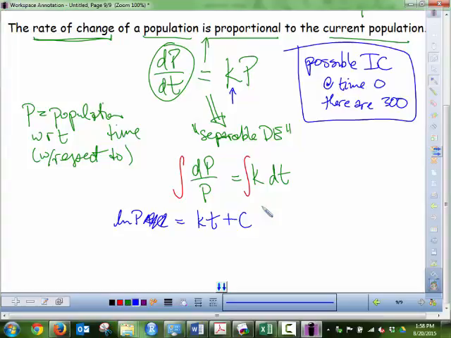Now, in general, you want to solve for the dependent variable p, right? P looks like it's the dependent variable. And so it has an ln in front. So what do we do? Take the e of both sides. So I'll just say p is equal to e to the kt plus c.